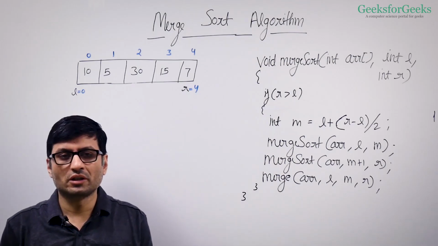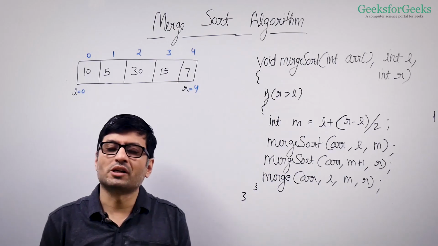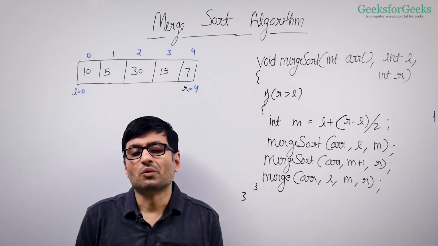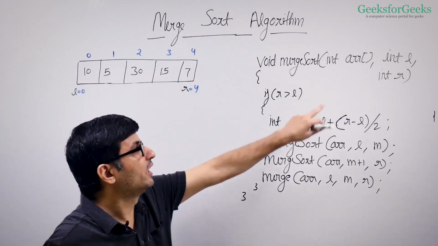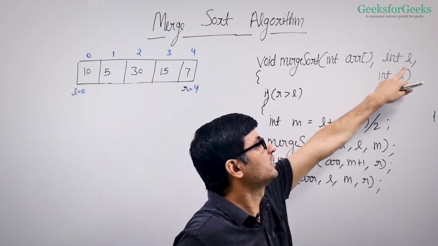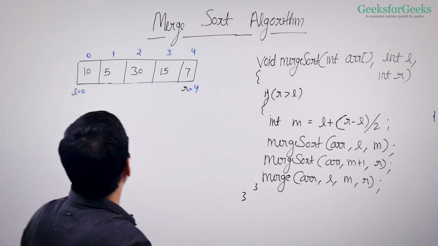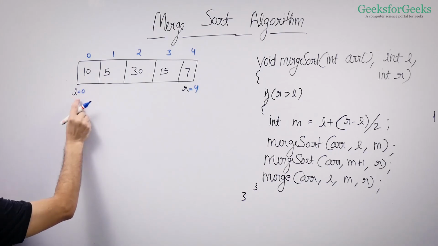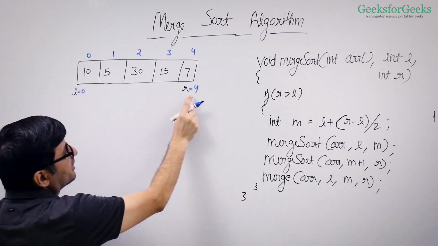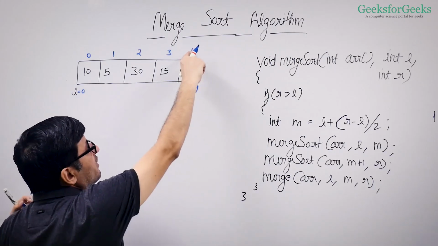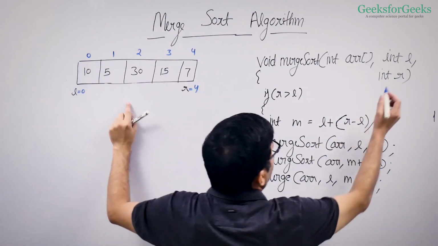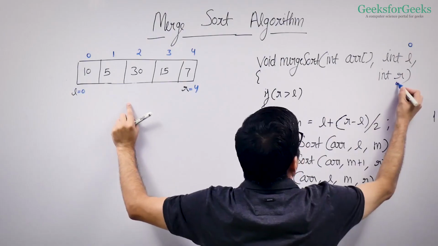How does this work? As we discussed, merge sort is a divide and conquer algorithm. We take an input array and we also take two indexes, L and R. L is the first index of this array. If your array is 0 based, then it's going to be 0. R is the last index of your array. So 0, 1, 2, 3, 4. For this array, L is going to be 0 and R is going to be 4.